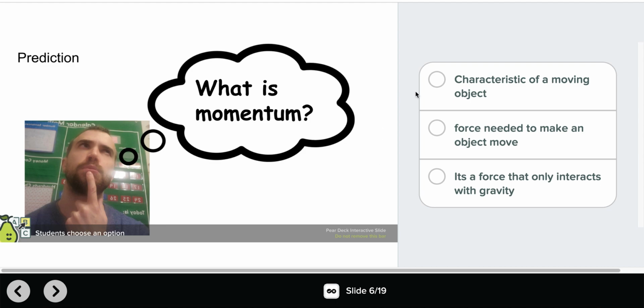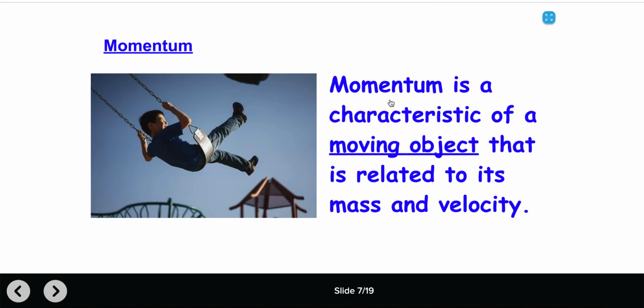Is it a characteristic of a moving object? Is it force needed to make an object move? Or is it a force that only interacts with gravity? Did you pick one of those choices? Okay, let's see. The correct answer is momentum is a characteristic of a moving object. So it says right here, momentum is a characteristic of a moving object that is related to its mass and velocity.